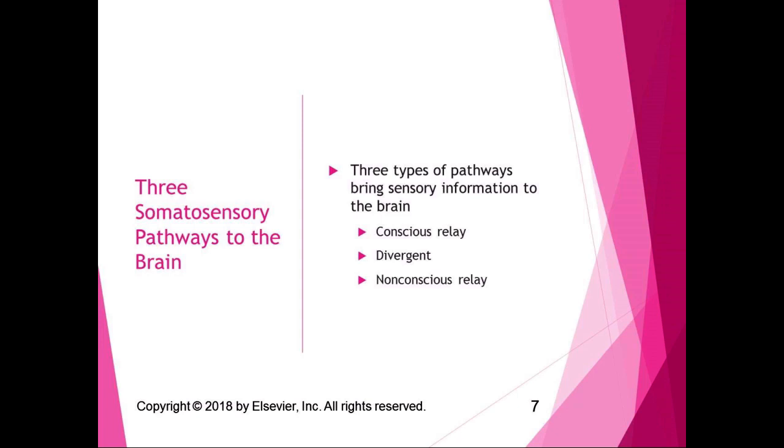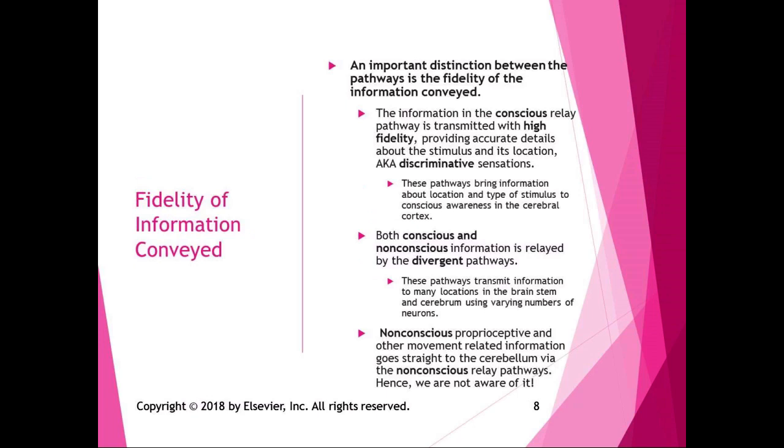So there are 3 types of pathways that bring information to the brain. We're going to talk about each one of them in detail, but we're going to briefly go over them right now. The 3 types are conscious relay pathways, divergent pathways, and non-conscious relay pathways. Sometimes non-conscious relay pathways are also called unconscious relay pathways. The important distinction between the pathways is the fidelity of information that is conveyed.